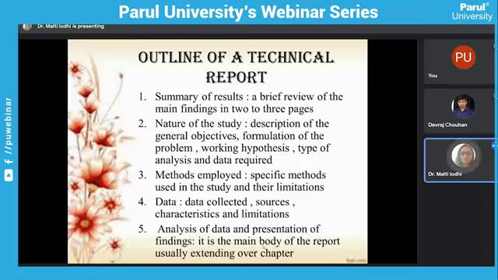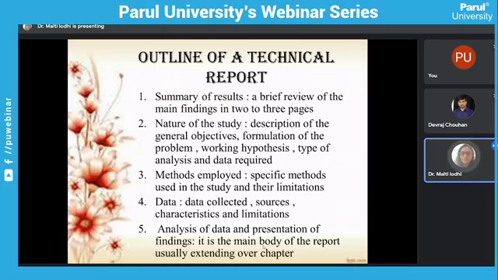Now, the outline of the technical report. You can see what main matter will be there while you are writing a report for technical dissemination. In that, you must have a summary of the result, in brief, only 2 or 3 pages you have to write. For the nature of the study, you have to write descriptions, objectives, formulating working hypothesis, analysis, and all these things you have to write while you are writing the report.